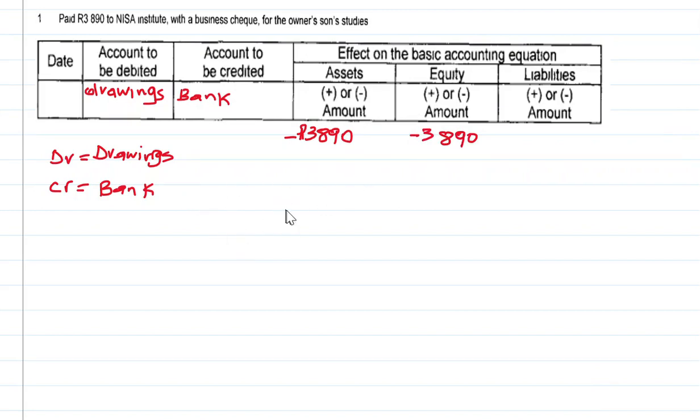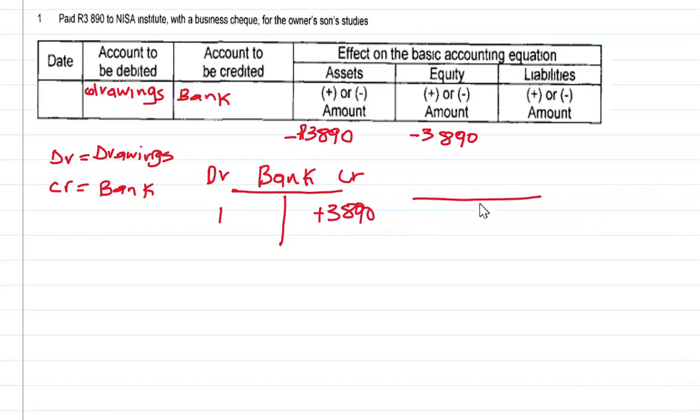If they were saying that we must open up an account, let's say that you're having bank here. You're going to say bank, then debit and credit. On the credit side, we are going to say 3,890. Then for the drawings, you're going to say just drawings there.